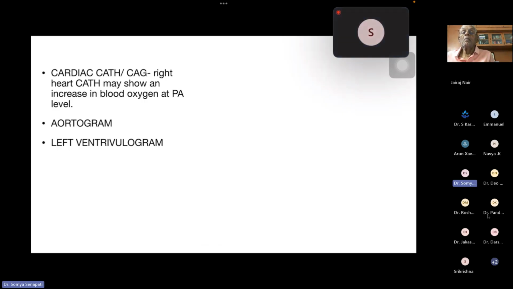The other investigation which can be done nowadays is a cardiac cath or an angiogram. The right heart cath may show an increase in blood oxygenation at the PA level because of the coronary steal. An aortogram may show a similar picture, the abnormal origin of the coronary arteries, and the ventriculogram also shows the retrograde flow from the coronaries to the PA.